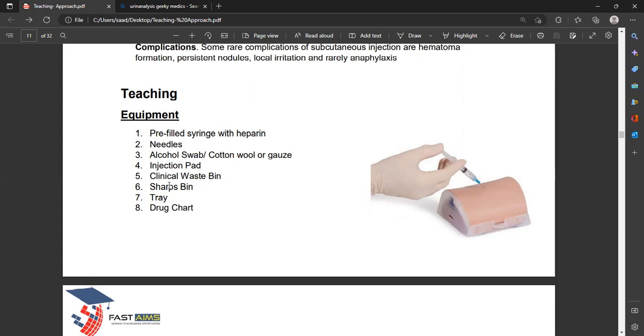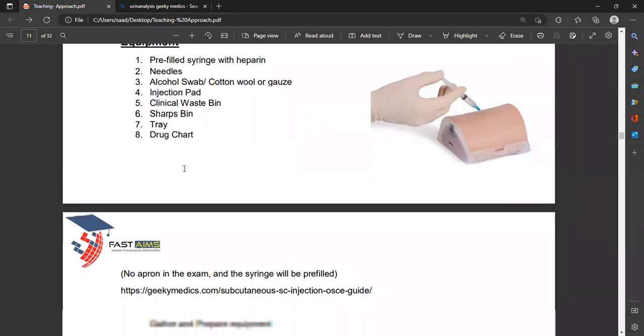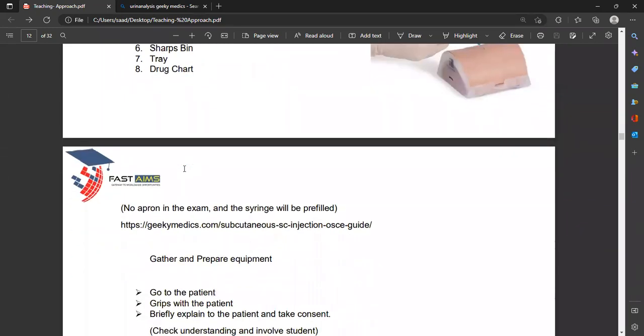I will be showing you a video after this, so you can have a better understanding of what a sharps bin looks like and how to discard things into it. Then a tray, usually a kidney tray, and a drug chart, the important thing, drug chart. We will be discussing this later on. Now you have gathered your equipment in a kidney tray. There will be no apron. It will be written on a page in front of you on the wall: assume you are gloved, assume you are wearing an apron, assume you are following universal safety protocols.